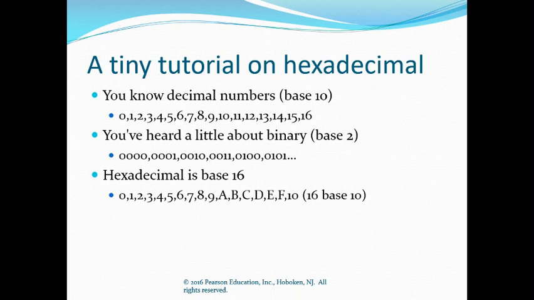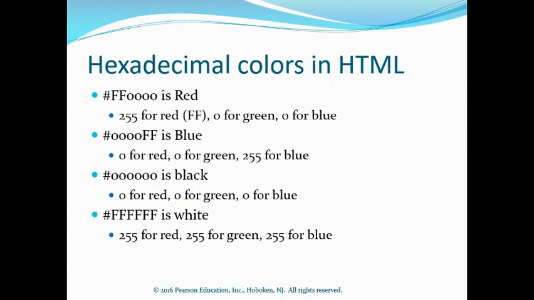A tiny tutorial on hexadecimal. So you know decimal number is base 10. So that's our 0 through 9, right? 0, 1, 2, 3. And we've heard a little bit about binary probably. 0, 0, 0, 0 is 0, 0, 0, 0, 1 is 1, 0, 0, 1, 0 is 2, and so on and so forth. So hexadecimal is base 16. That's 0, 1, 2, 3, 4, 5, 6, 7, 8, 9, A, B, C, D, E, F, 10. That's 16 base 10. Hexadecimal colors in HTML. So FF0000 is red. 255 for red, FF, 0 for green, and 0 for blue.